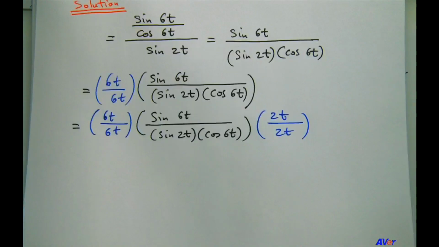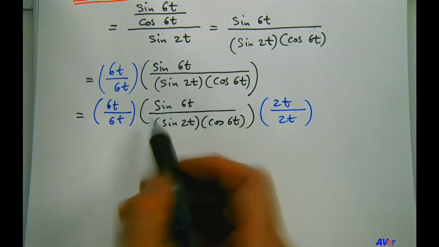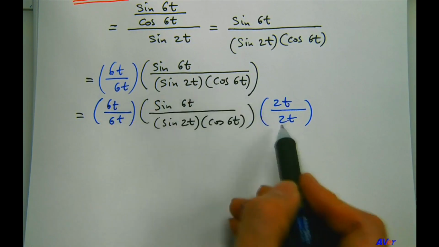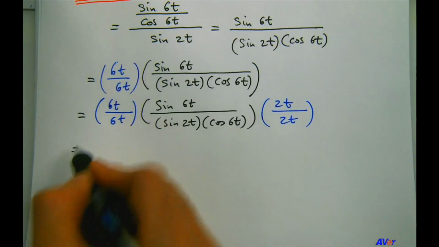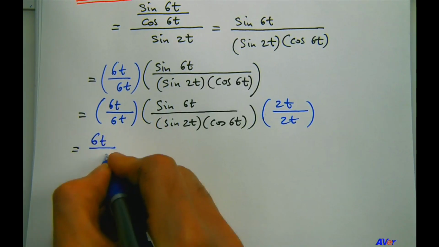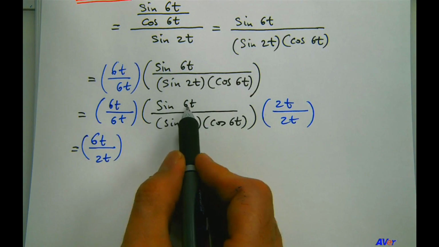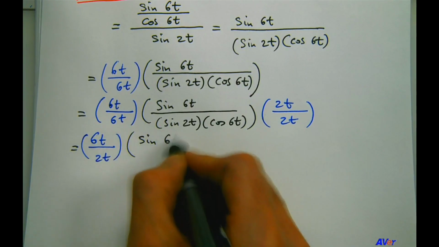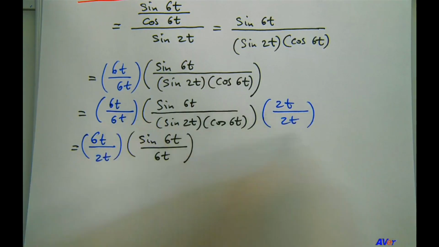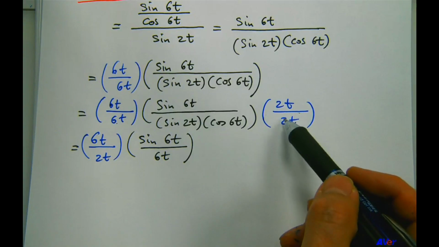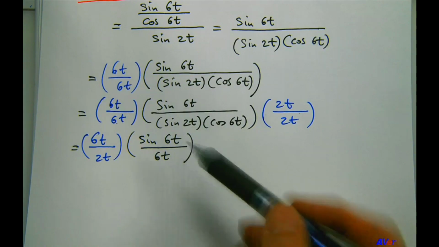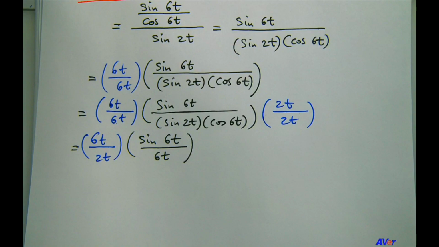Now let's simplify things a little bit. Let's put this 6t and this 2t together. So we have 6t divided by 2t times sine of 6t divided by this 6t. We're just rearranging things, that's all. Multiplying the original expression by 6t over 6t and 2t over 2t doesn't change anything because we're multiplying by 1, but it helps us tremendously because pretty soon we're going to be in a position to apply that identity that applies to the limit of a sine function divided by the argument of the sine function.